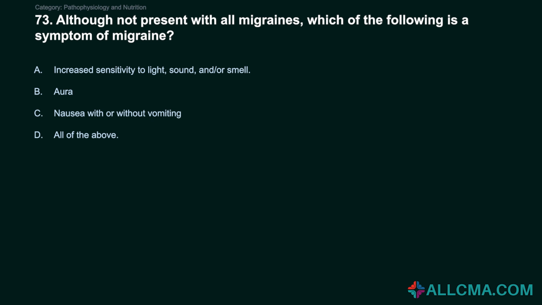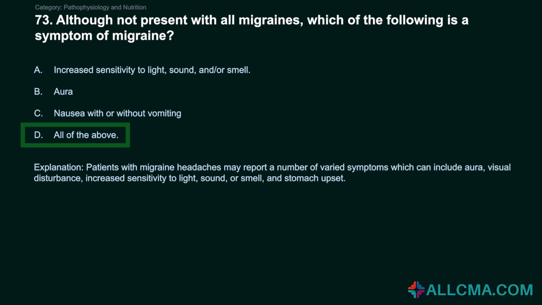73. Although not present with all migraines, which of the following is a symptom of migraine? A. Increased sensitivity to light, sound, and/or smell. B. Aura. C. Nausea with or without vomiting. D. All of the above. Correct answer, D. All of the above. Patients with migraine headaches may report a number of varied symptoms which can include aura, visual disturbance, increased sensitivity to light, sound, or smell, and stomach upset.